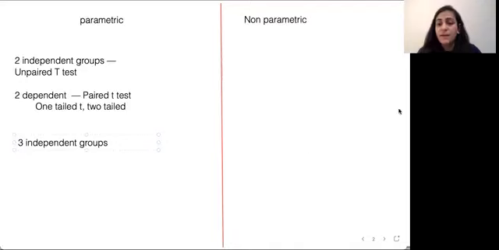Anushka, the difference between the paired and the unpaired: the paired is for two dependent groups and the unpaired is for two independent groups. That's it, that you need to know. Okay, for three independent groups, the test that we use is going to be ANOVA.